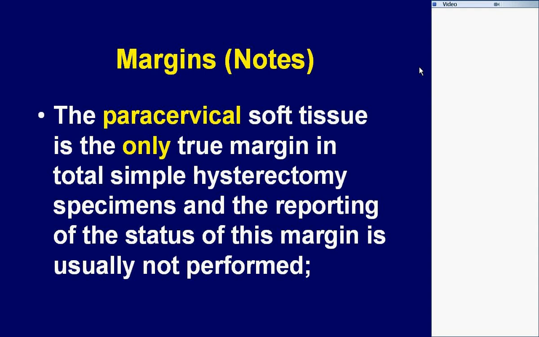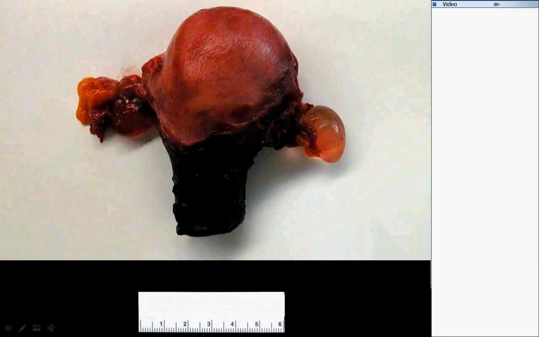So this is from CAP. The only true margin is really the paracervical soft tissue. This is the only true margin in a total simple hysterectomy specimen. And the reporting of the status of this margin currently is really not performed, so it is an optional thing as we speak. So in a case like this, which I showed you, this would be the actual margin. Okay. This would be the actual margin, and that's why they ink them. But 99% of the time, really, there is no tumor.